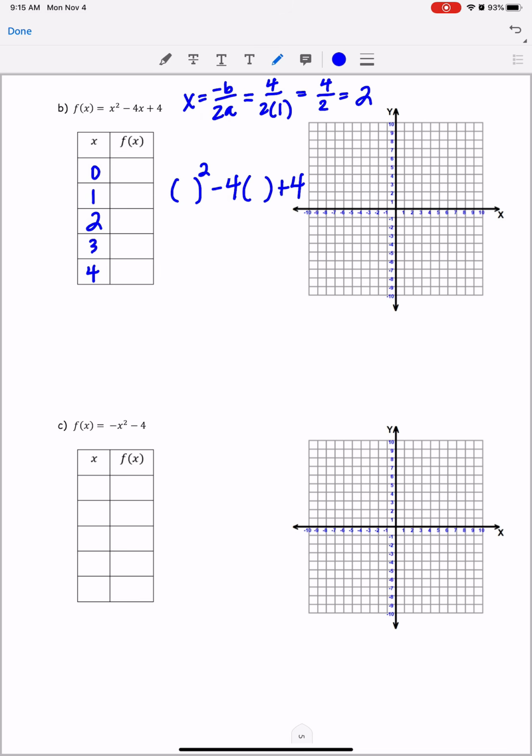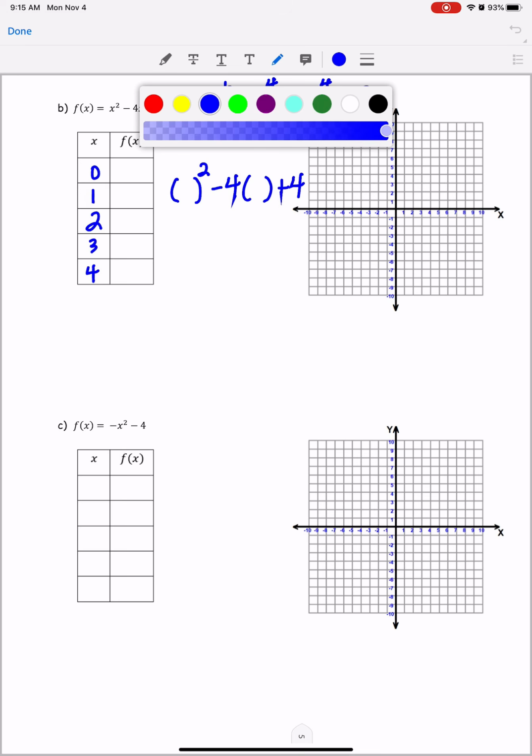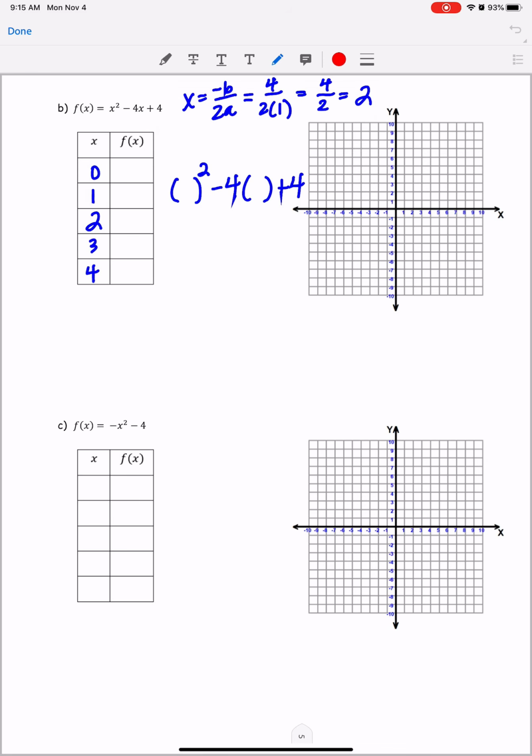So what you are doing is putting in, let's say if I'm putting in 0, we got 0 squared minus 4 times 0 plus 4. You're doing 1 squared minus 4 times 1 plus 4. 2 squared minus 4 times 2 plus 4. 3 squared minus 4 times 3 plus 4. And 4 squared minus 4 times 4 plus 4. That's a lot of 4s. Whatever your x is, you are putting them into both of them.